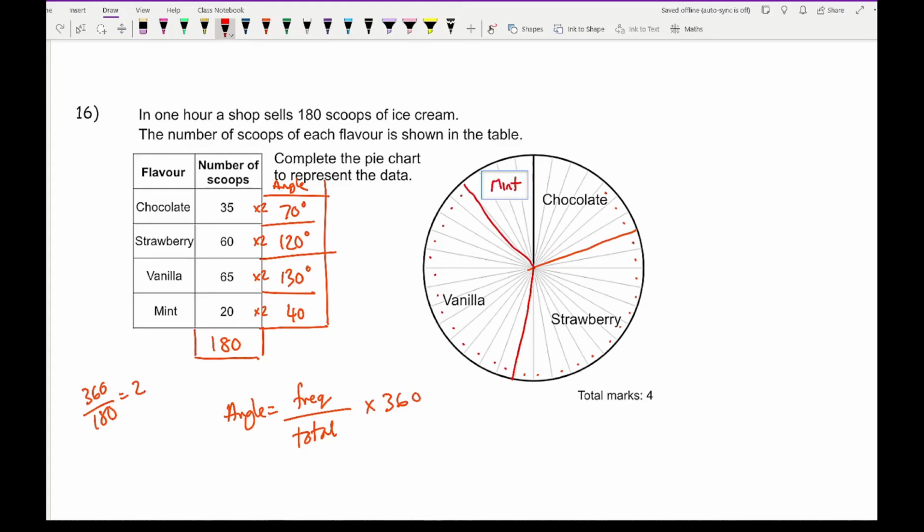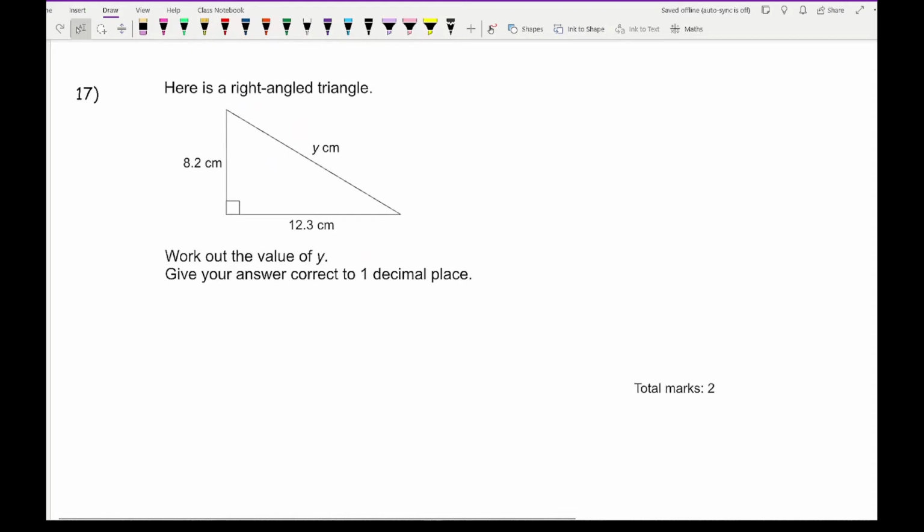And there we go. Moving on to question 17, it says that here is a right angle triangle and we need to work out the value of y. So for this, we need to use Pythagoras. So labeling our triangle, label C first, which is always opposite the right angle. Then we've got A and B. So here we've got A squared plus B squared equals C squared. So I've got 8.2 squared plus 12.3 squared equals y squared.